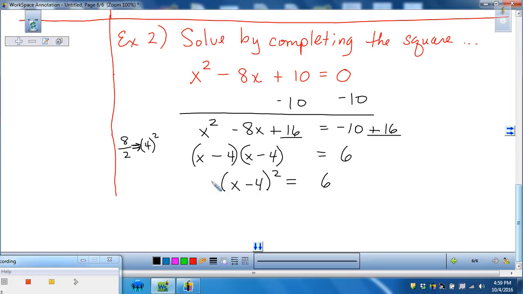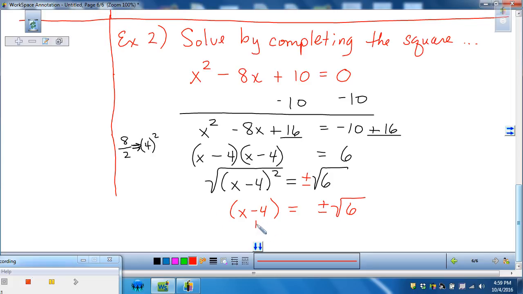Undo the square by square rooting on both sides. Remember, to put your plus or minus. Now we're almost done. Square root of x minus 4 squared is x minus 4. You really don't need the parentheses. On the other side, plus or minus square root of 6. I'm going to leave that alone because it's an ugly decimal. So x minus 4 is equal to that.